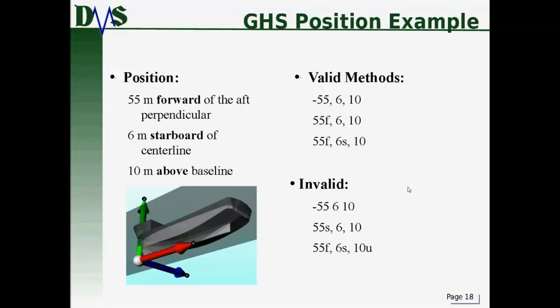You're perfectly allowed to mix and match using the side notation or just straight positive and negatives. Things that you cannot do: you cannot do -55 6 10, because with no commas, GHS interprets this as negative 55,610. You also can't do 55S, 6, 10 because S doesn't work for a longitudinal position. And you also can't do 55F, 6S, 10U. There is no U, there is no D, there's no up and down in the vertical axis. It's just straight position.